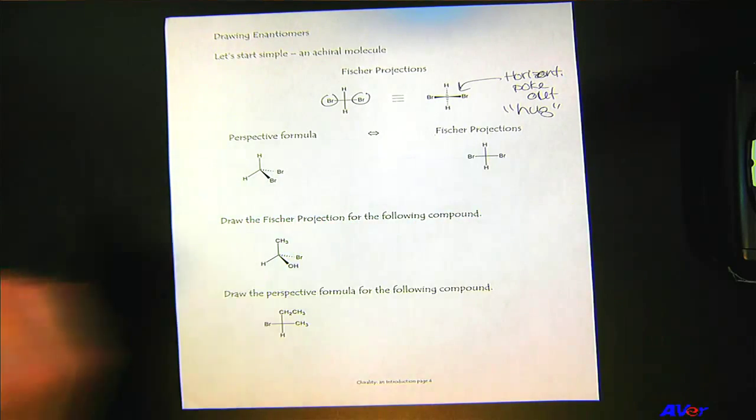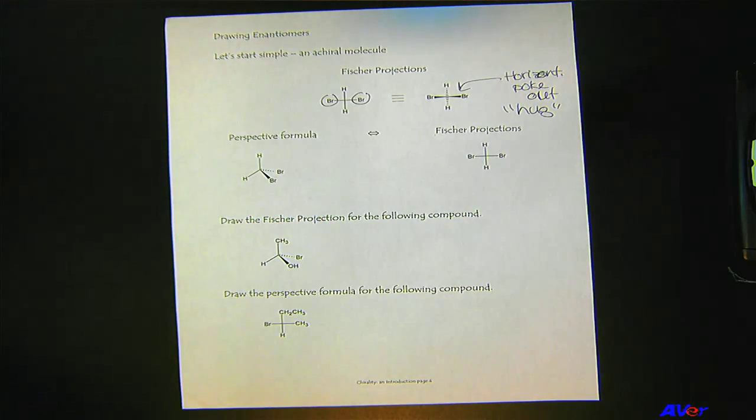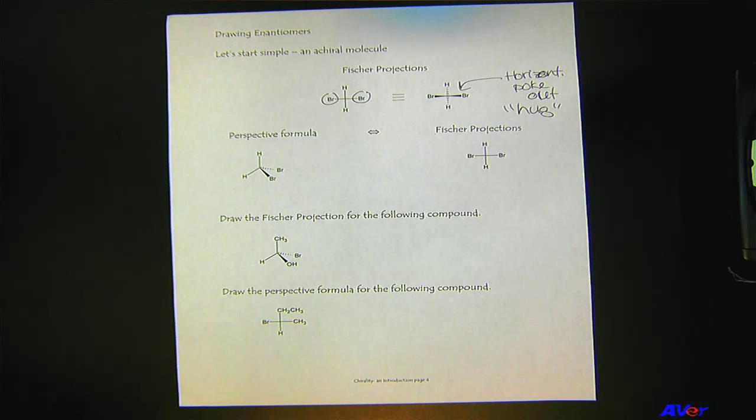Now let's try one that's a little trickier. So now we'll go to an actually chiral molecule. Here we can recognize that we have a chiral center because we have a hydrogen atom, a bromine atom, a methyl group, and a hydroxyl group.